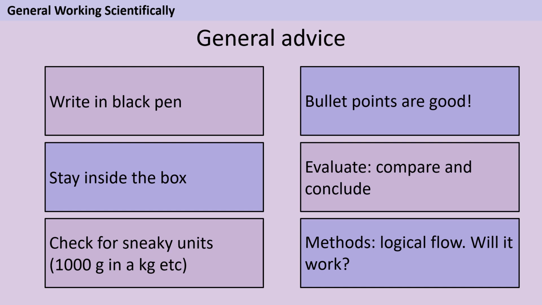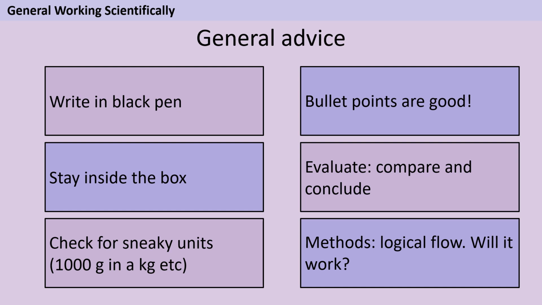Before we get started with the physics content, just some general advice. Make sure that you have a black pen and that you're writing inside of the boxes because your paper is going to be scanned and that's how it will scan best. For all of your calculations, watch out for sneaky units. So for all of the different calculations you do, mass needs to be in kilograms, but it's very likely that they might give you a question where they put it in grams, so you'd need to divide by 1,000.